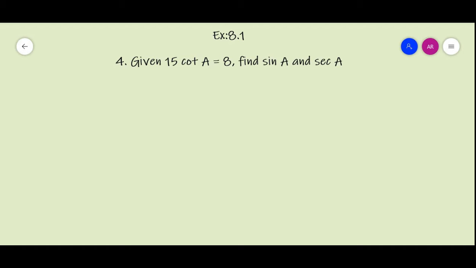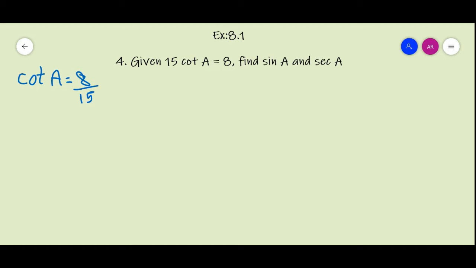So actually they have not directly given us the trigonometric ratio as it is. They gave us 15 cot A is equal to 8. So we can simplify it very easily and write cot A is equal to 8 by 15, right? If I take this 15 from here and bring it down, it's going to be 8 by 15. Because the 15 was on the left hand side, I just took it to the right hand side. It was multiplying with cot A, so after coming to the right hand side, it is just being divided.